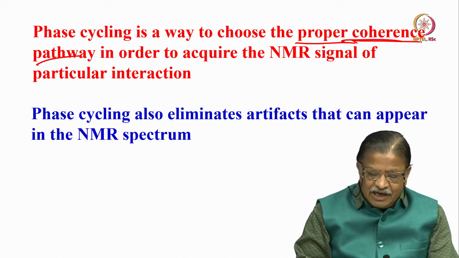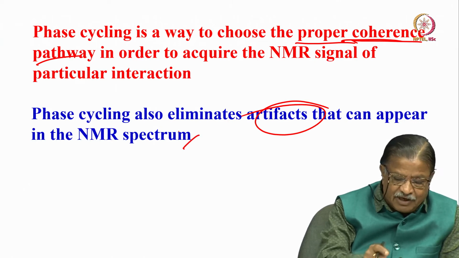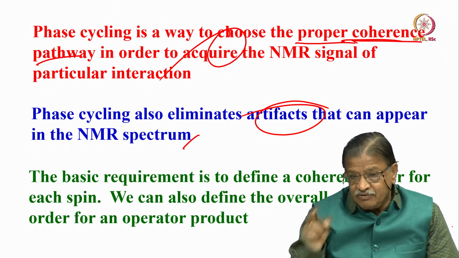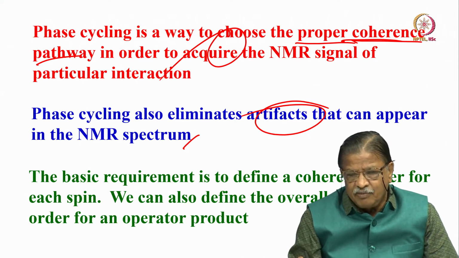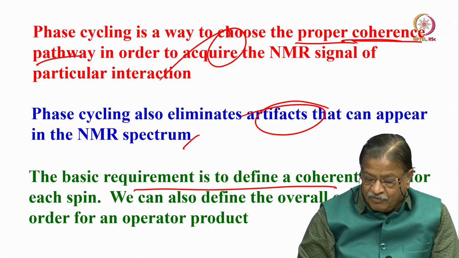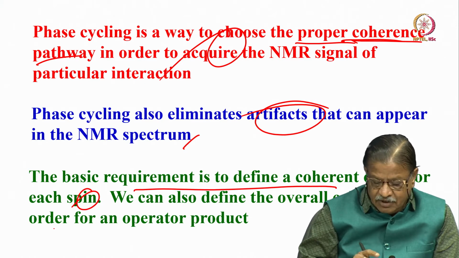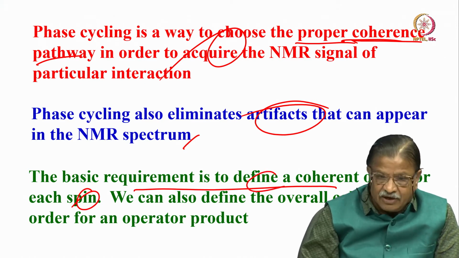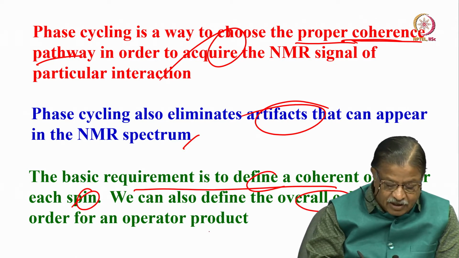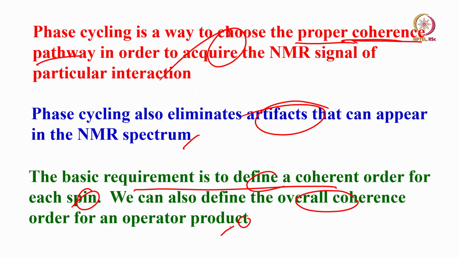So phase cycling is one thing which eliminates all the artifacts that can appear in the NMR spectrum. We can do that by using what is called phase cycling. That is why I introduced pulse phase and receiver phase earlier. The basic requirement is that we have to define a coherent order for each spin. Then we can also define the overall coherence order for an operator product. These two things are important actually.